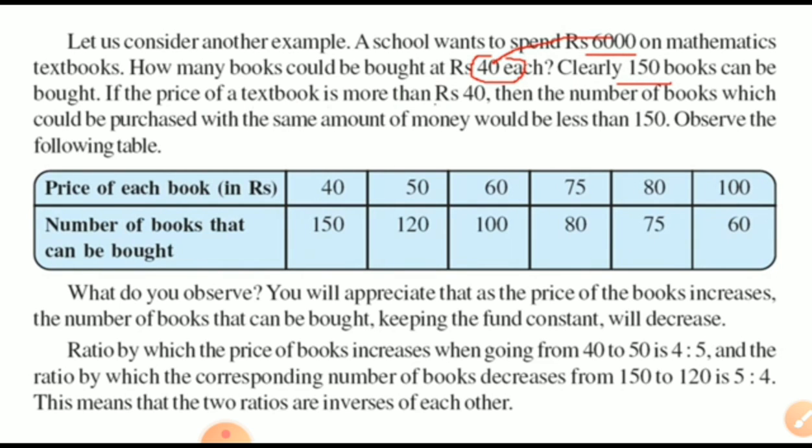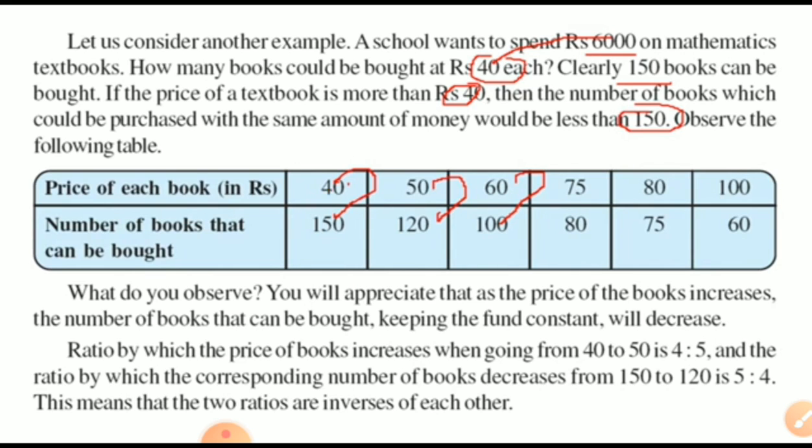Let us consider another example. A school wants to spend rupees 6000 on mathematics textbooks. How many books could be bought at rupees 40 each? Clearly 150 books can be bought. If the price of a textbook is more than 40, then the number of books which could be purchased with the same amount of money would be less than 150. When the price of the textbook increases, how many books will you get? Fewer, you already know that beta.